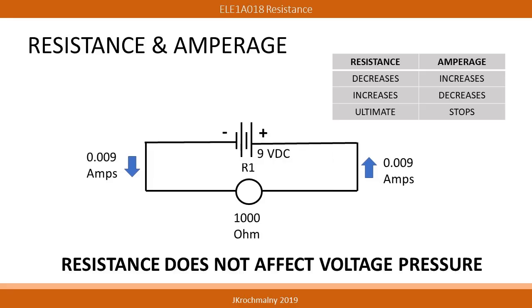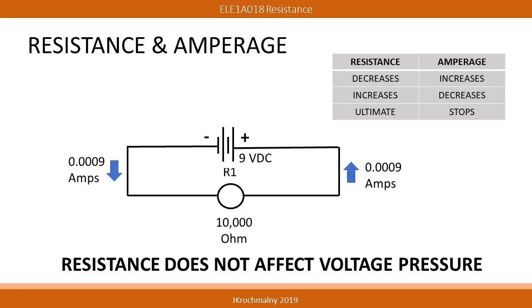By increasing circuit resistance to 1000 ohms, notice that the amperage drops to 0.009 amps, but the applied voltage pressure stays at the same value of 9 volts DC. Notice again that the amperage of 0.009 is the same value anywhere in the circuit.